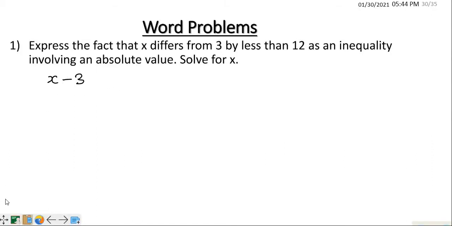So in this video we are going to be considering absolute value inequalities and what problems lead to absolute value inequalities.